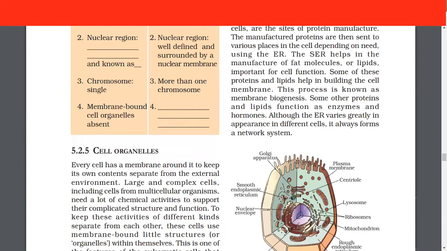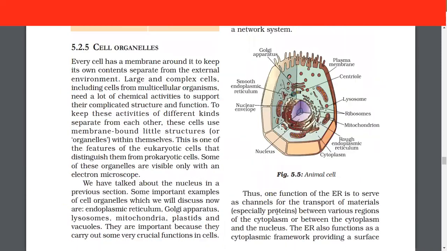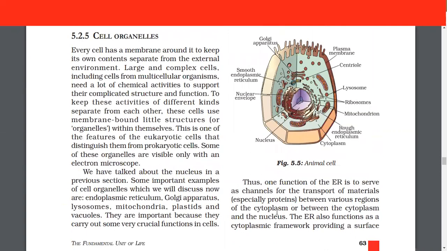Cell organelles. Every cell has a membrane around it to keep its own content separate from the external environment. Large and complex cells, including cells from multicellular organisms, need a lot of chemical activities to support their complicated structure and function. To keep these activities of different kinds separate from each other, these cells use membrane-bound little structures or organelles within them. This is one of the features of the eukaryotic cells that distinguish them from prokaryotic cells.